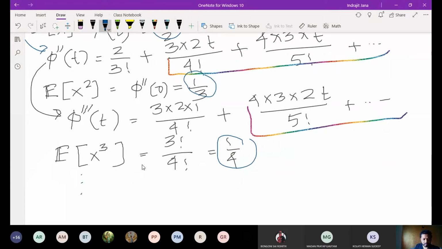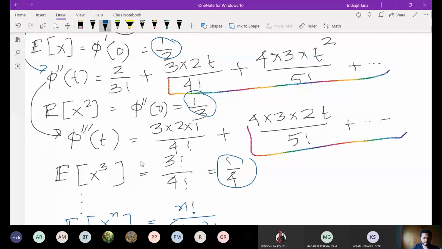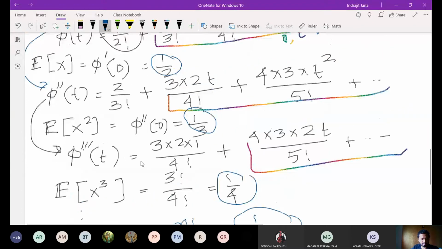And you can guess that if you follow the pattern, expectation of x to the power n will be n factorial divided by n plus 1 factorial. If you see the pattern, x cube is 3 factorial over 4 factorial, x square is 2 factorial over 3 factorial, x is 1 factorial over 2 factorial, and things like that. So n factorial over n plus 1 factorial is 1 over n plus 1. So this should be the answer for expectation x to the power n. That's the first part of the problem.